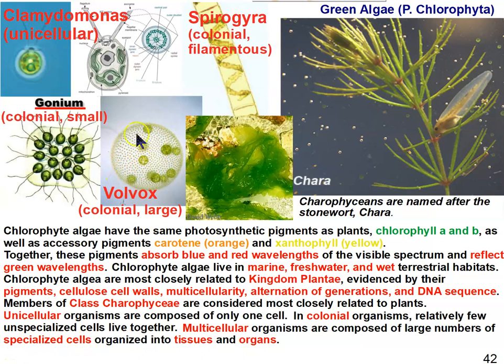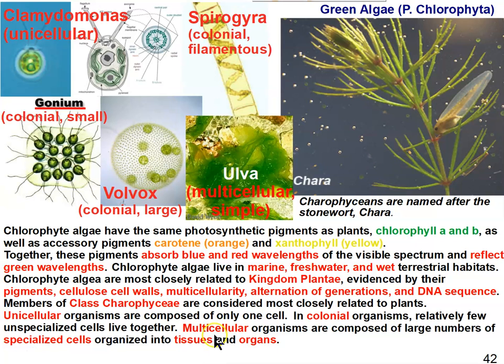So colonial organisms are colonial because they have relatively few cells and there aren't very many cells that are specialized, and those cells that are specialized really aren't together into specialized tissues and specialized organs. Whereas in multicellular organisms, specialized cells are together in specialized tissues and specialized organs.